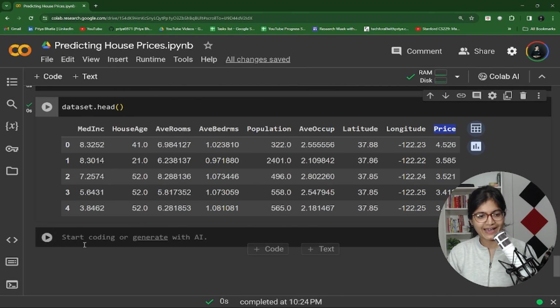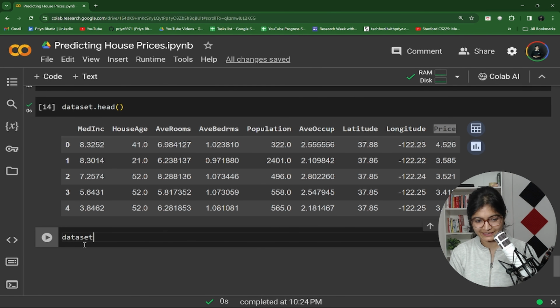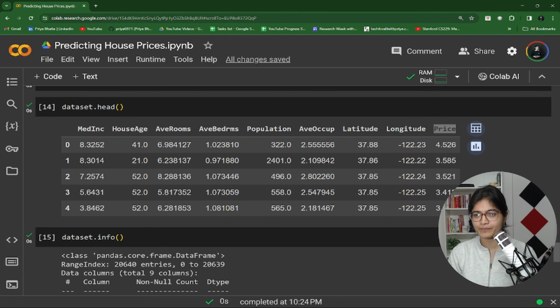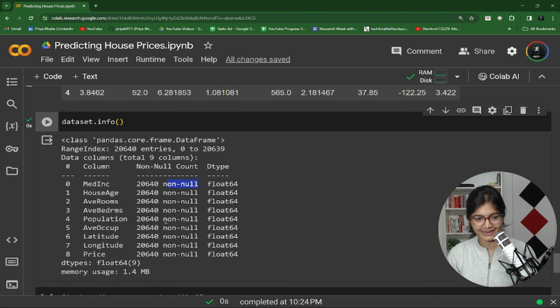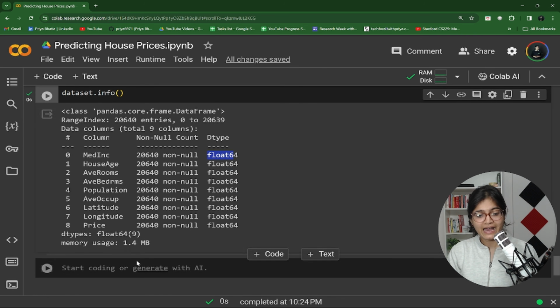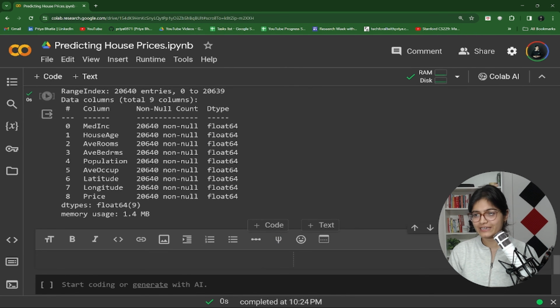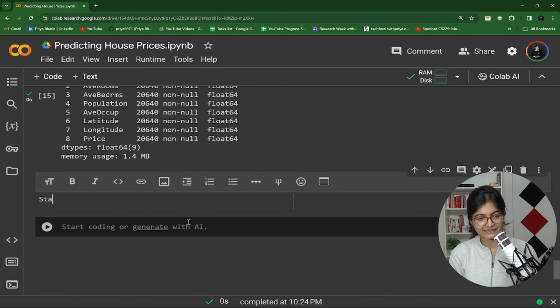Now, if I just want to see the info of this particular data set, we have a function called info, with the help of which we will be able to get the information of each and every variable feature that we have. So we have non-null values. It means that the missing values are not available, as I can see from this information. Also, we can write a command to check the missing values. I'll let you know. Here we can see that the data type of this particular attribute is float64, right? After that, let's try to see the further statistical description of this data.